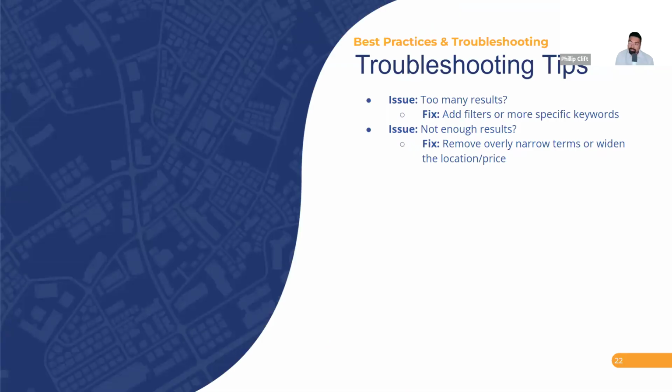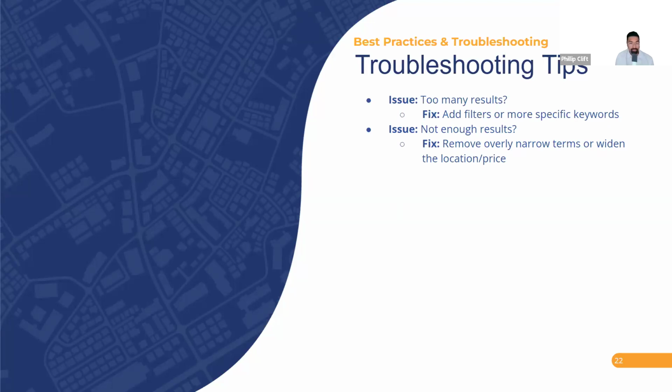Troubleshooting tips. There are two big issues that we currently see our clients experiencing with IntelliSearch. The first issue is too many results are coming in from IntelliSearch, right? And the fix here is just to add filters or more specific keywords to dwindle the number of listings down, right? So adjustments are normal, especially as you fine-tune your searches. Broad keywords can flood results with listings that aren't relevant. Using filters like price, bedrooms, or location helps really tighten up those matches.